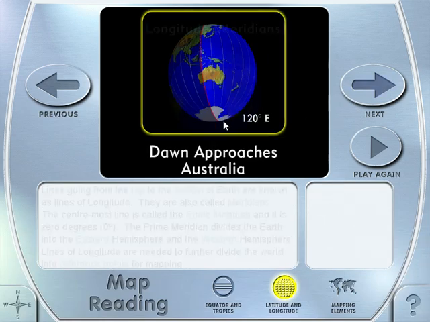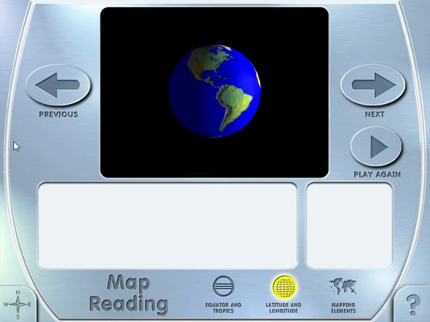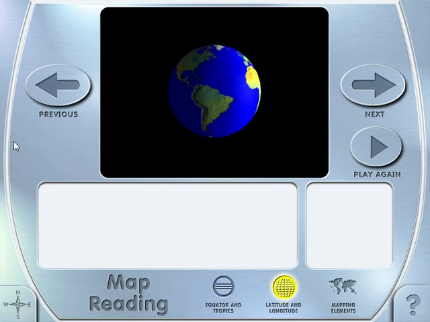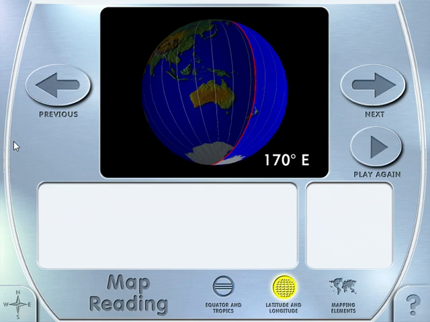Next, dawn approaches Australia. Earth turns 15 degrees every hour and makes a full revolution of 360 degrees in one day. For example, as dawn moves towards Australia, the first rays of sun can be seen at this point. 80 minutes later, it can be seen at this point, and then 2 hours later at this point.